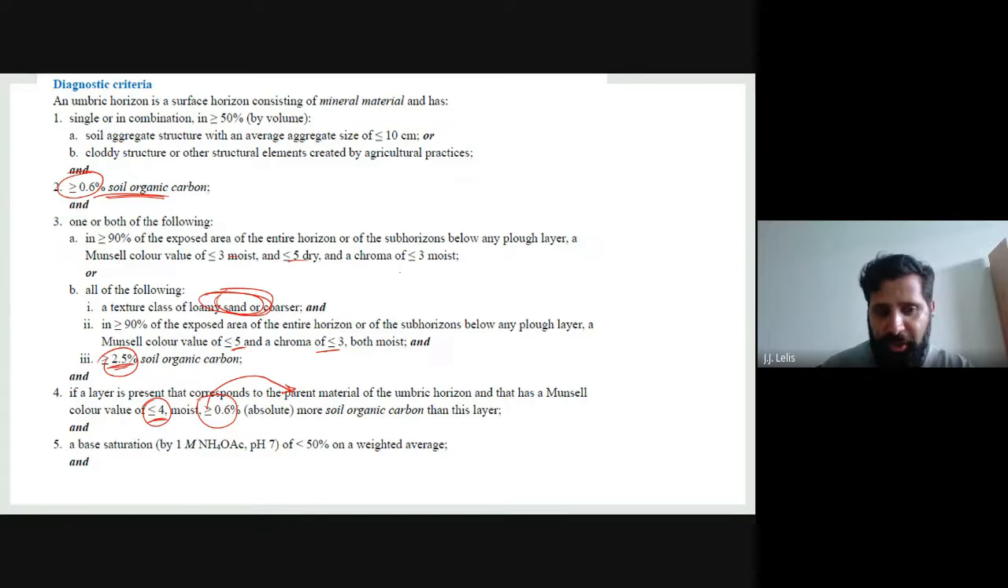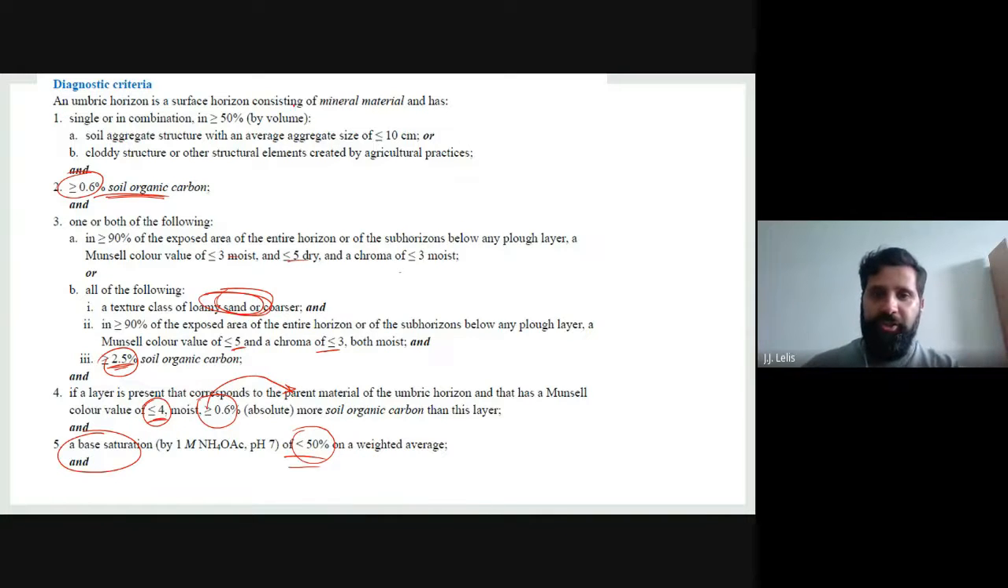So like the chernic and the mollic horizons, the organic carbon content in the surface horizon should be higher than the parent material and should be darker than the parent material. And in this case, the base saturation should be lower than 50. So in this case, we present a low base saturation.